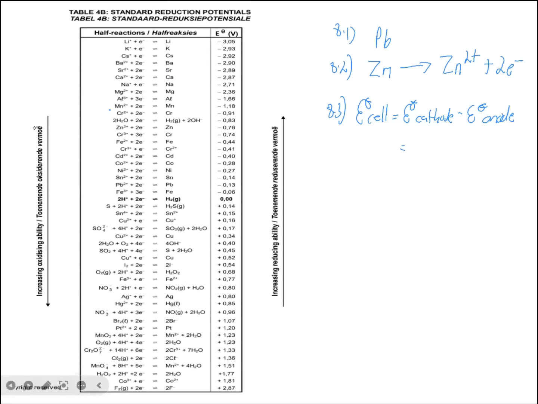Our cathode is the Pb, right? Then where is Pb? Pb is this one with the value of negative 0.13. And then the anode is the zinc right here with a reading of negative 0.76, right? Now, punching all of that into your calculator, you get 0.63 volts, right? Then for 4 marks, that's all you are supposed to do. Nice one, right? Then what's the next question?